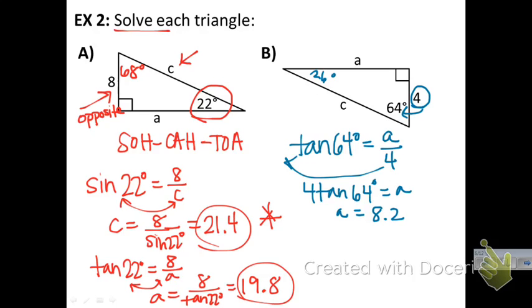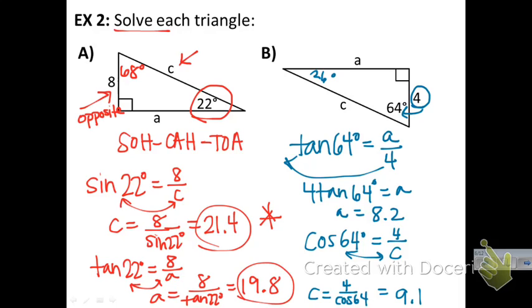Okay, the other relationship that we have is our cosine. We already identified that. We're going to take cosine of angle 64 is equal to the side that's adjacent, 4, over the hypotenuse c. And remember that when the variable's in the bottom, we can just swap places. So we get c equals 4 divided by cosine 64. We'll just type that in our calculator. And that gives us 9.1.